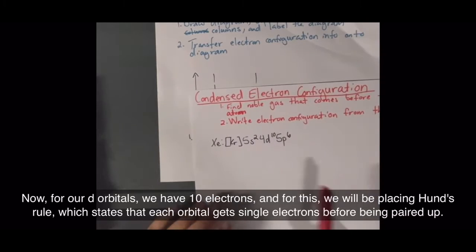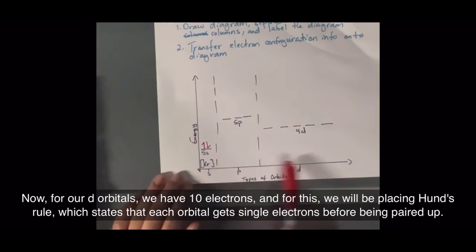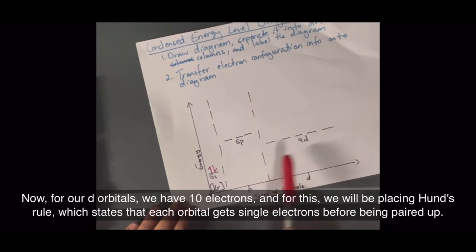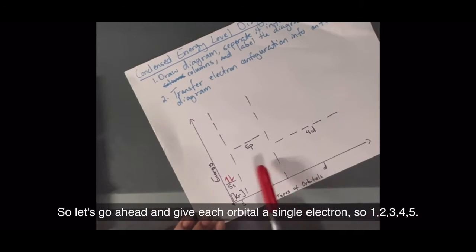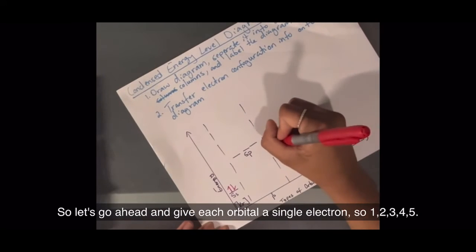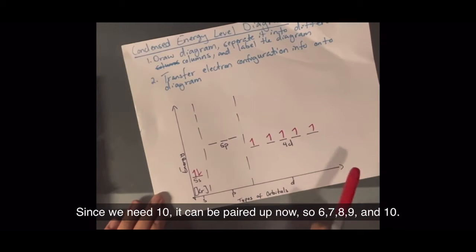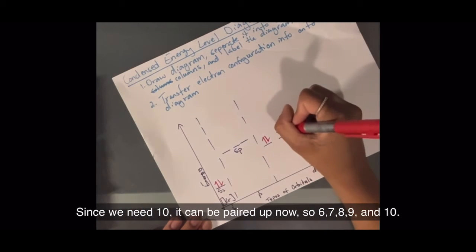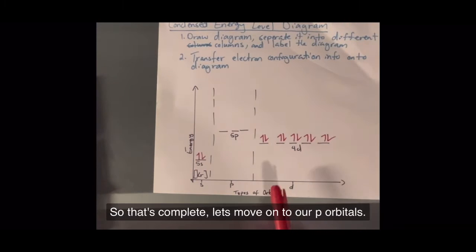Now for our d orbitals, we have 10 electrons, and for this we'll be following Hund's rule, which states that each orbital gets a single electron before being paired up. So let's go ahead and give each orbital a single electron. So 1, 2, 3, 4, 5. Since we need 10, it can be paired up now. So 6, 7, 8, 9, and 10. So that is complete. Let's move on to our p orbitals.